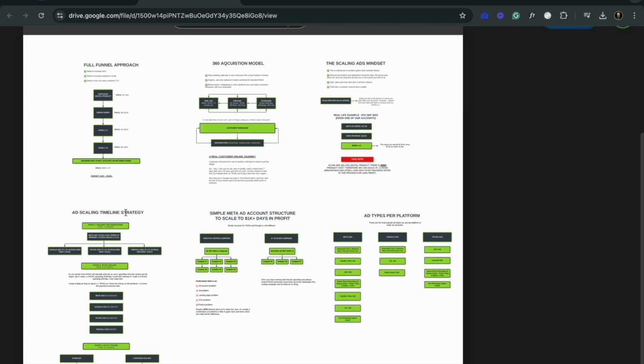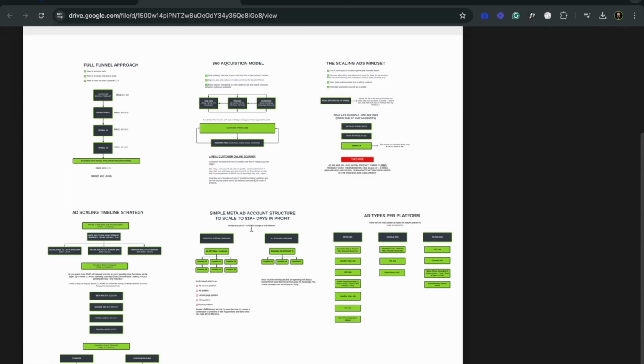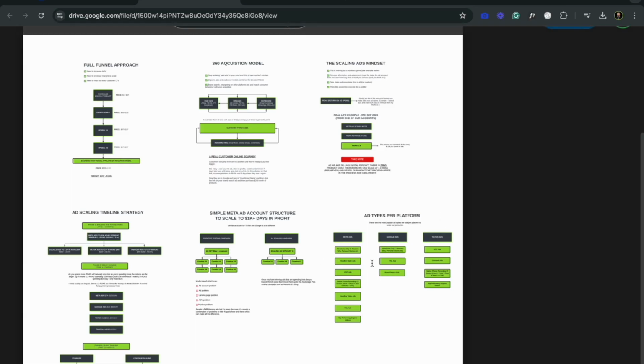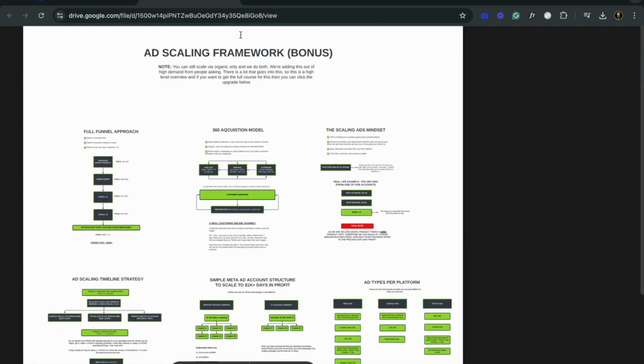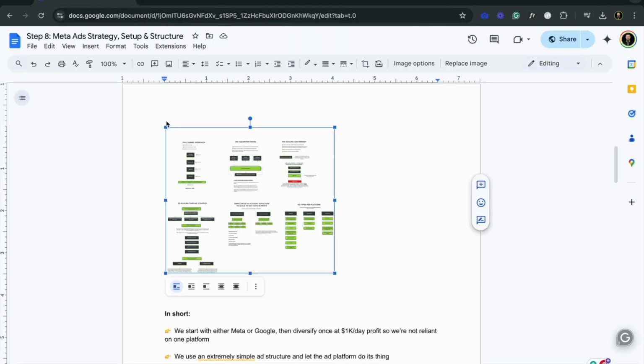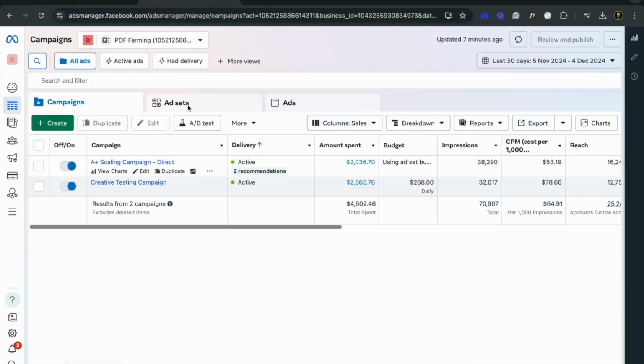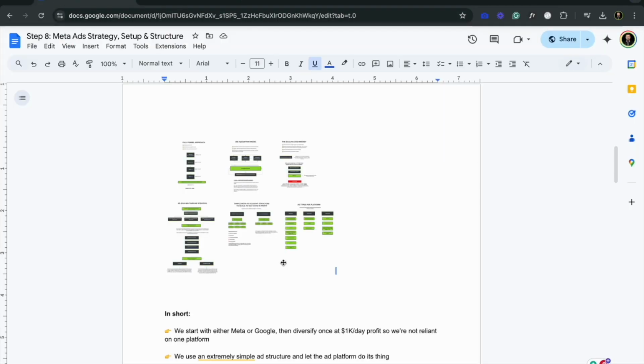Kind of a bit of an ad scaling timeline strategy. The structure I'm going to go through again in this lesson anyway, but you can see it there as well. And then different ad types per platform. Again, we're only going to cover Meta ads in this one because it's the simplest to get started and the one that most people ask about. Okay, and I'm actually going to show you inside the warmed up ad account as well.